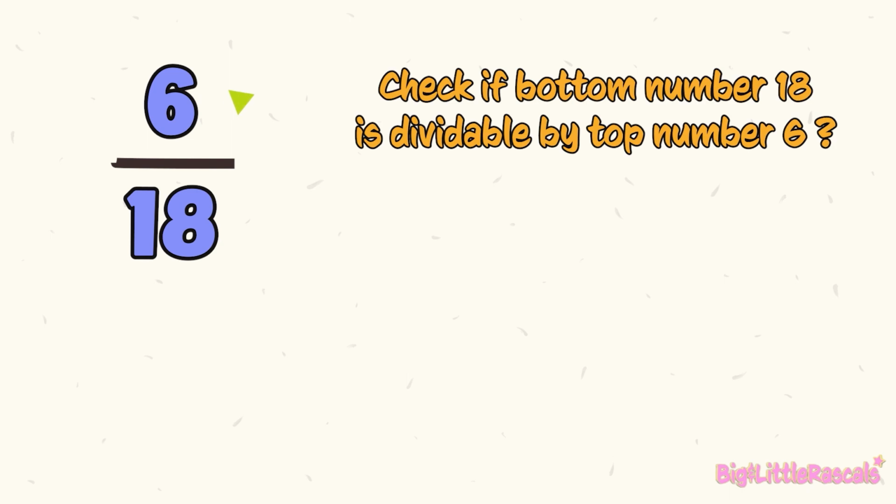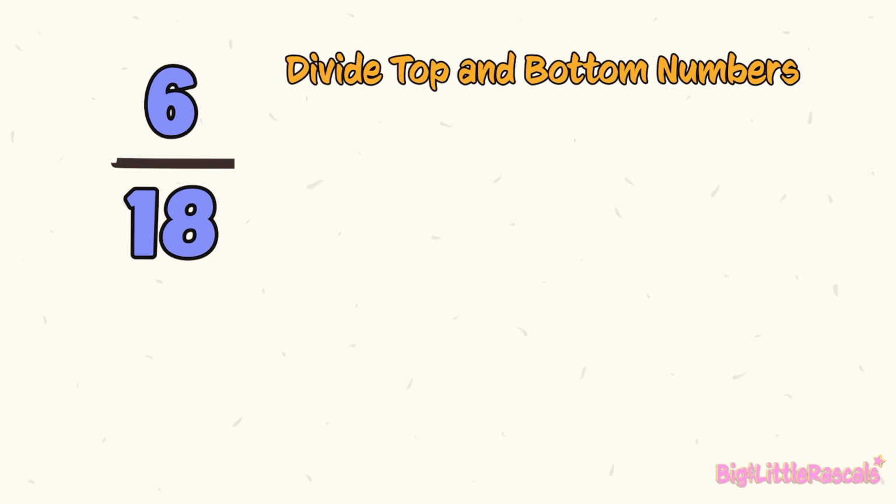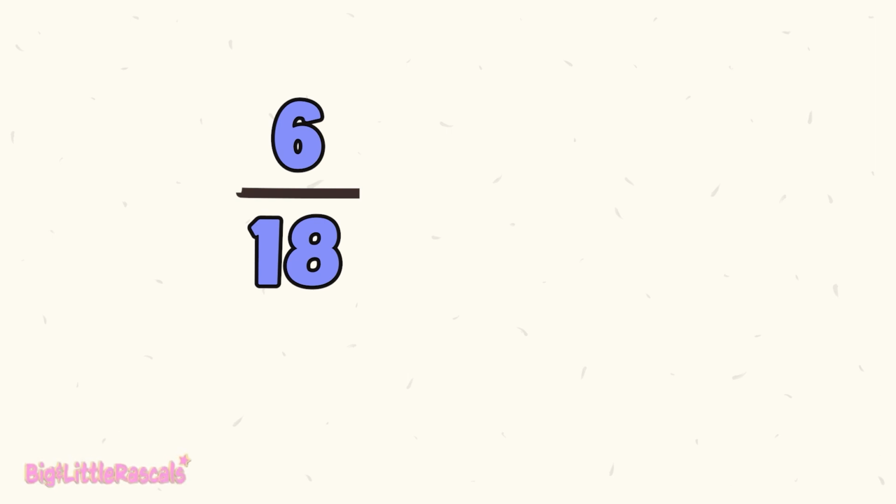Let's first check if the bottom number 18 is divisible by the top number 6. Yes, 18 is divisible by 6. So this fraction can still be simplified further. Let's divide both top and bottom numbers by 6. To simplify a fraction, both top and bottom numbers have to be divided by the same common factor, which is number 6. 6 divided by 6, it gives us 1. 18 divided by 6, it gives us 3.